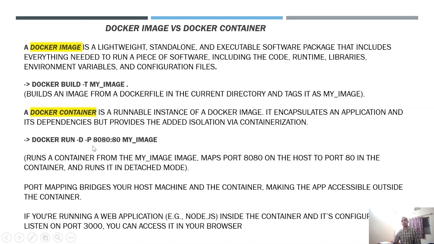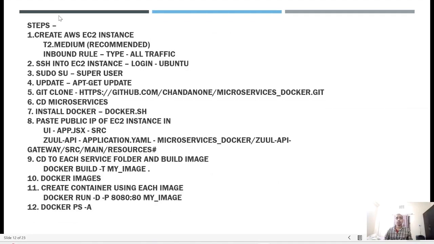So what is the need of this port mapping? Port mapping bridges your host machine and the container, making the app accessible outside the container. For example, if you are running a web application, such as Node.js, inside the container, and it's configured to listen on port 3000, you can access it in a browser. So the steps to Dockerize the microservices project are as follows.